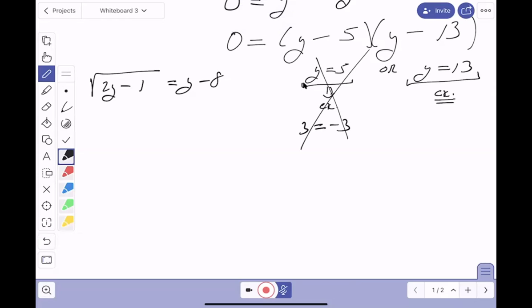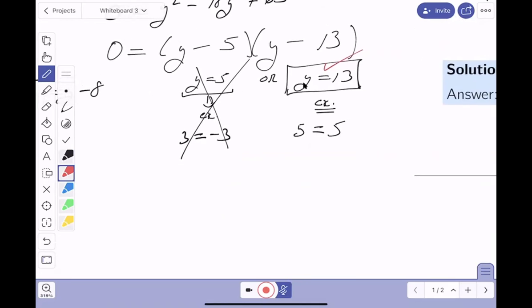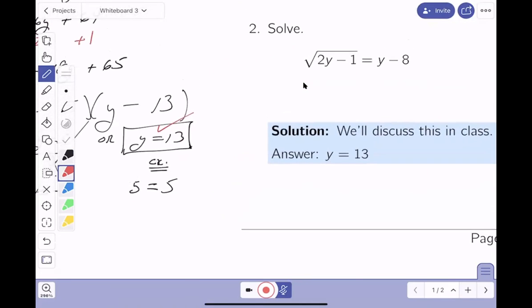All right, I don't know. Maybe it does work. So what do you get? 2 times 13 is 26. 26 minus 1 is 25. The square root of 25 is 5. Let's see, 13 minus 8 is going to be 5. This worked. Let's go back to my answer key. This is problem number 2. And I'm hoping to see that answer. And I do see that answer.